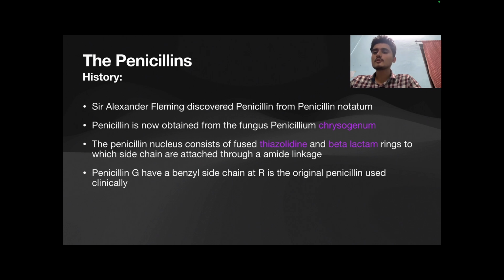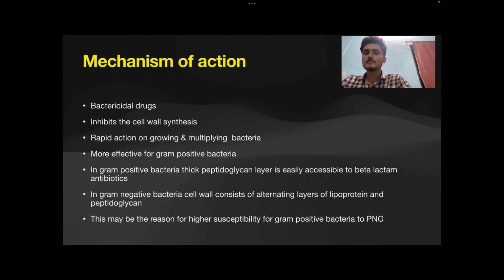Penicillin is now obtained from the fungus Penicillium chrysogenum. The penicillin nucleus consists of fused thiazolidine and beta-lactam rings, to which a side chain is attached through an amide linkage. Penicillin G has a benzyl side chain at R, the original penicillin used clinically.